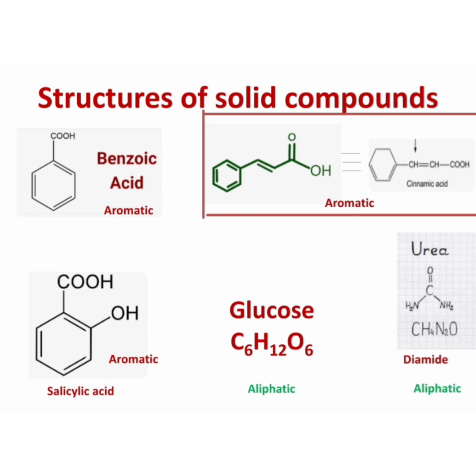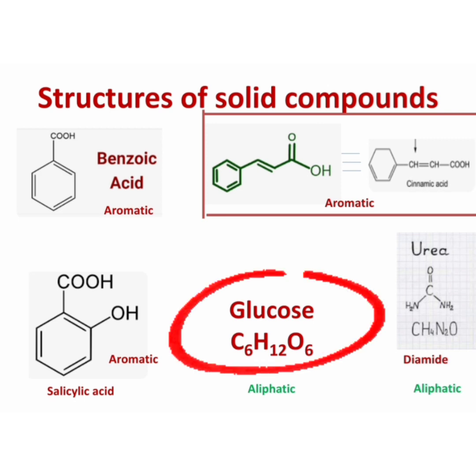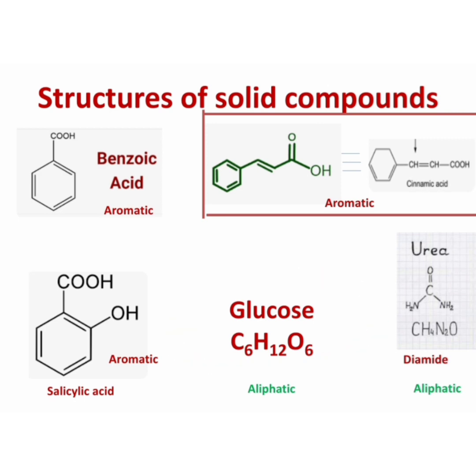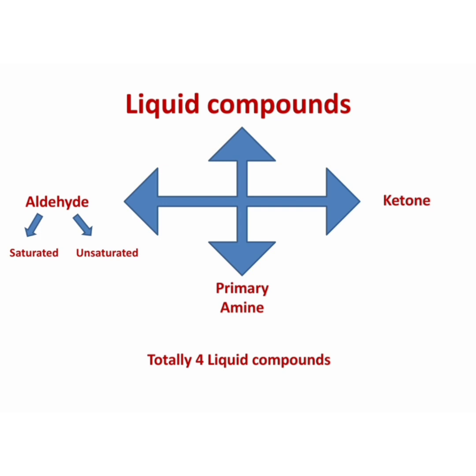Now the next functional group is sugar. This is the structure of sugar. The best example is glucose, C6H12O6. Here the functional groups are, you can see, an aldehyde functional group and a lot of hydroxy functional groups. If you see the common nature of all these 5 examples which I told you, all of them are solid compounds. Now let us see some examples of liquid compounds.